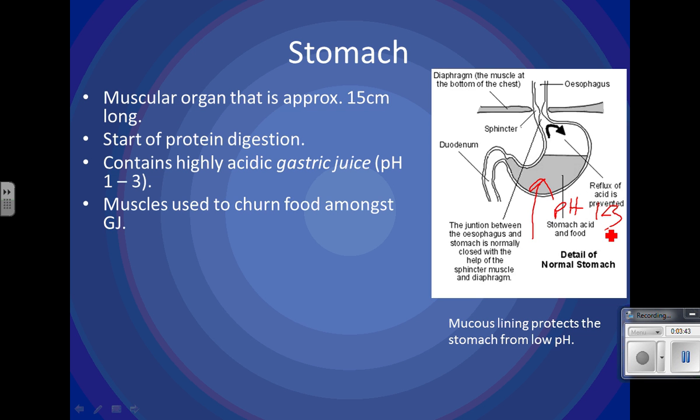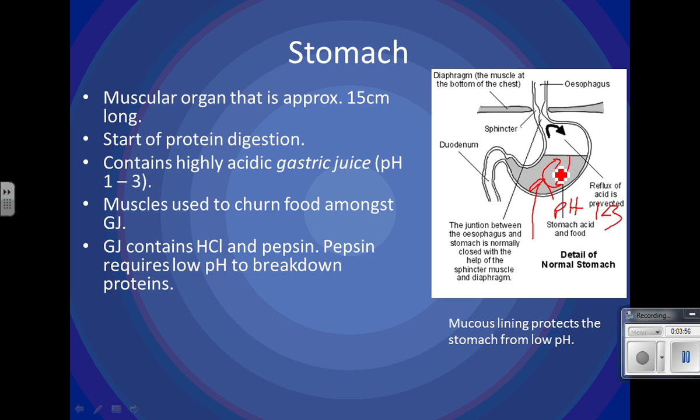Now, basically, the food comes in and the muscles churn it, so food doesn't just sit there, it moves around and gets churned up in the gastric juices. What makes the gastric juices so low a pH is the hydrochloric acid, and pepsin is the enzyme which breaks down proteins to start off with, and it requires a very low pH.